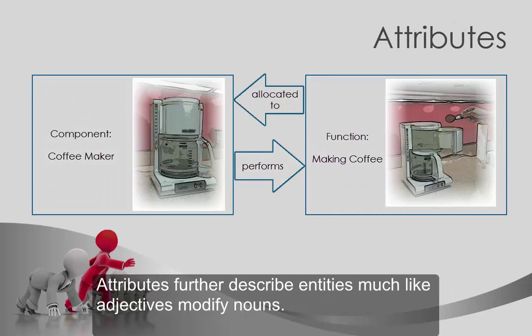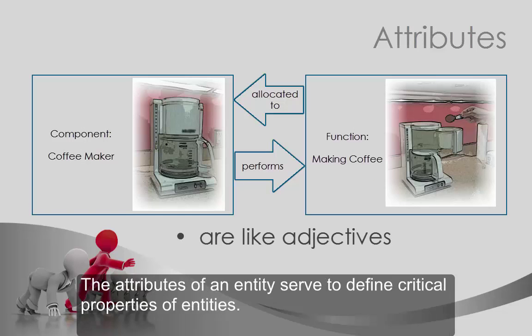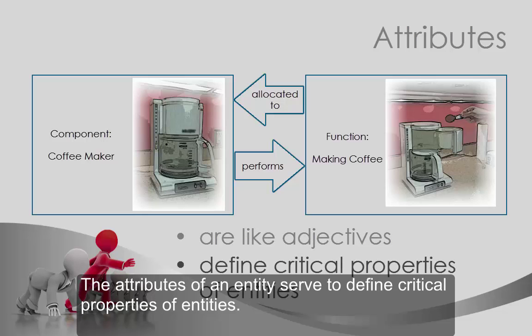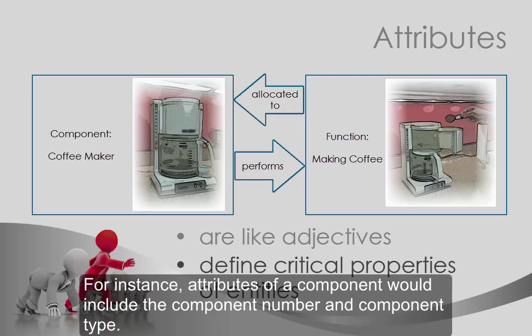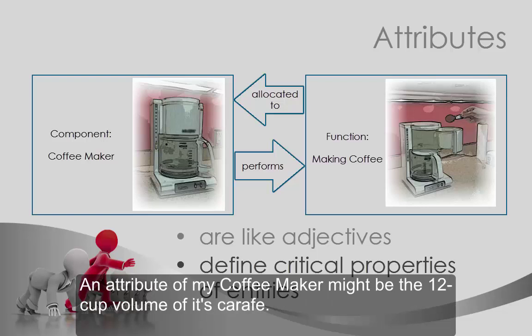Attributes further describe entities, much like adjectives modify nouns. The attributes of an entity serve to define critical properties of entities. For instance, attributes of a component would include the component number and component type. An attribute of my coffee maker might be the 12-cup volume of its carafe.